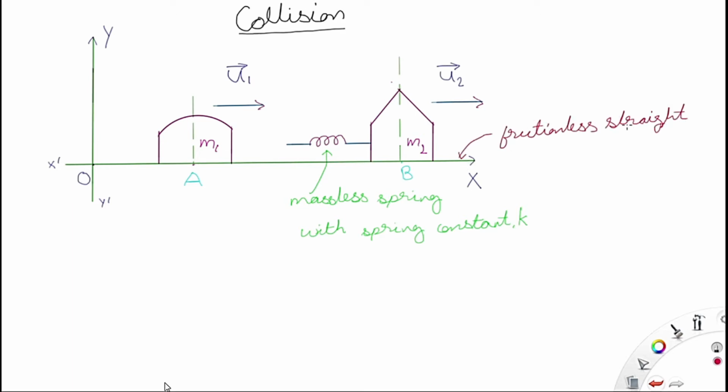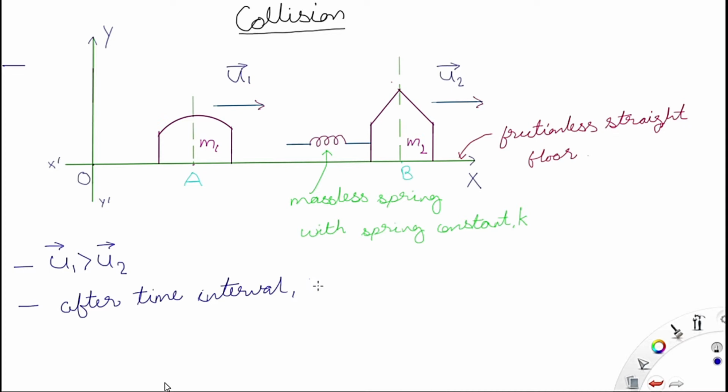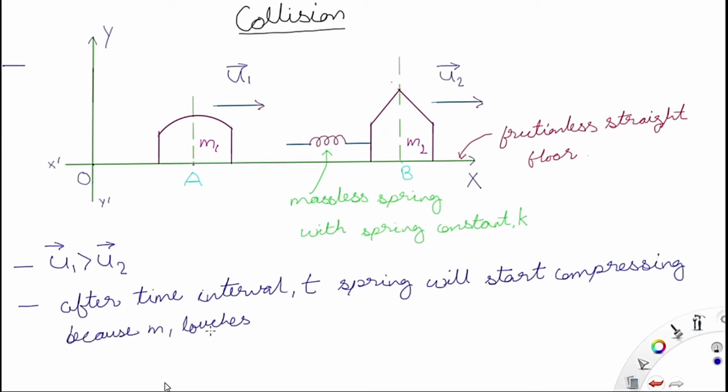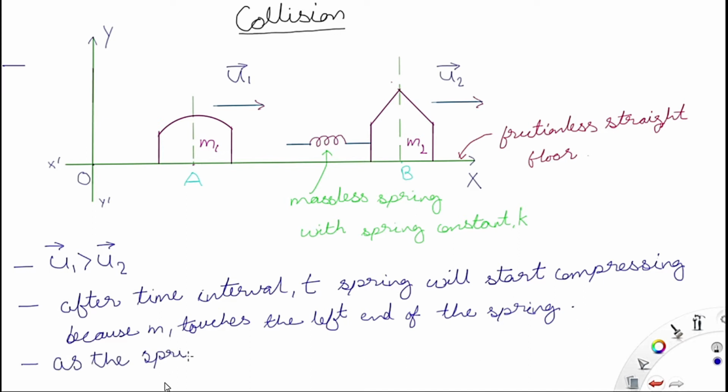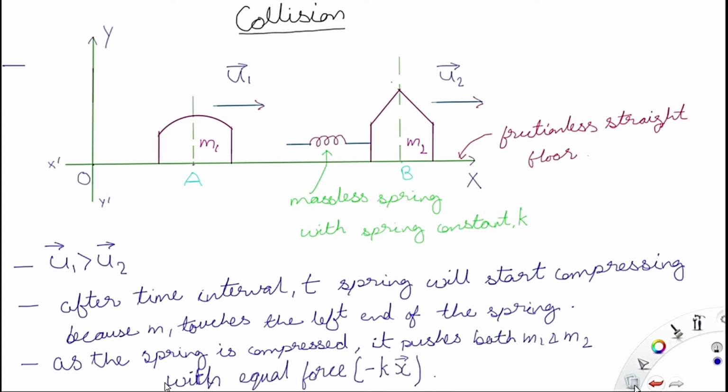The initial velocities of the bodies are shown by u1 and u2 respectively, and both are moving in the positive x direction. Now the initial velocity of mass 1, u1, is greater than the initial velocity of mass 2, u2. So when m1 is moving faster than m2, it means m1 will touch m2 at some point of time.